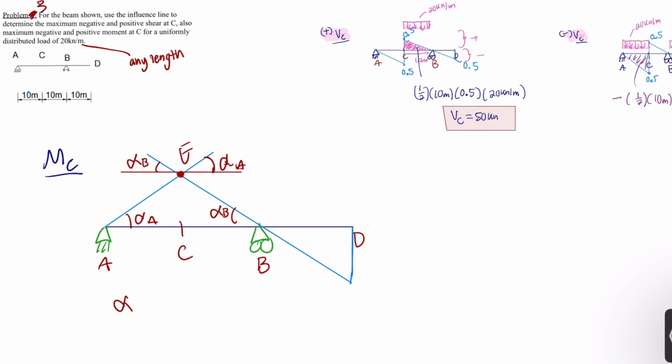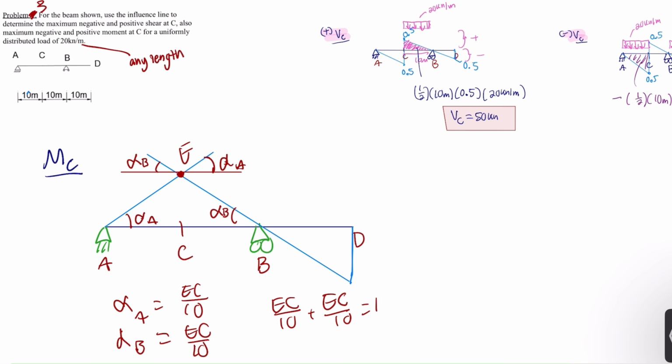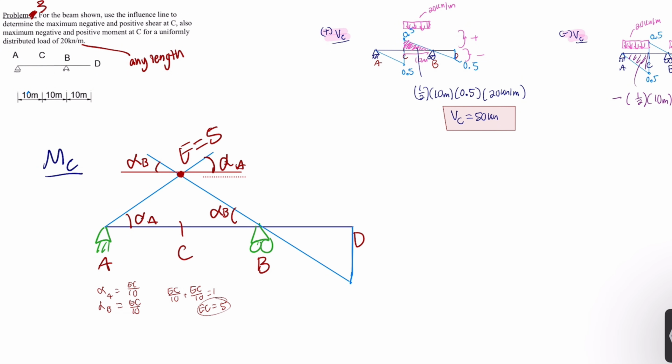So then we know that this again is one unit, as well as the other side. So angle A is equal to EC over 10, and angle B is equal to EC over 10 as well. So then we add these two angles and set them equal to 1. And if we solve for EC, we get that EC is equal to 5. So we put this as 5. And if we use the triangles, we can find that this is also 5.